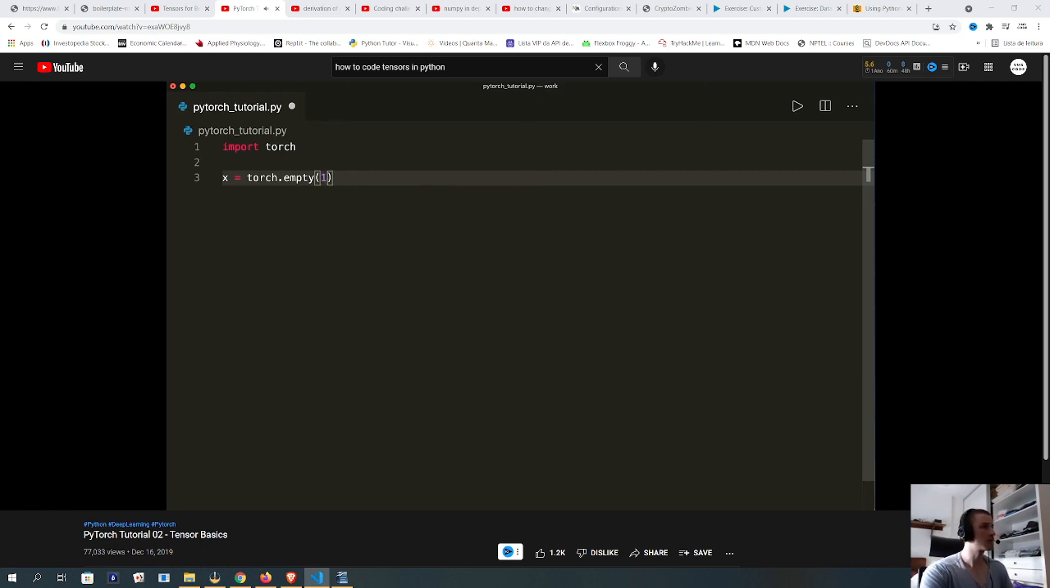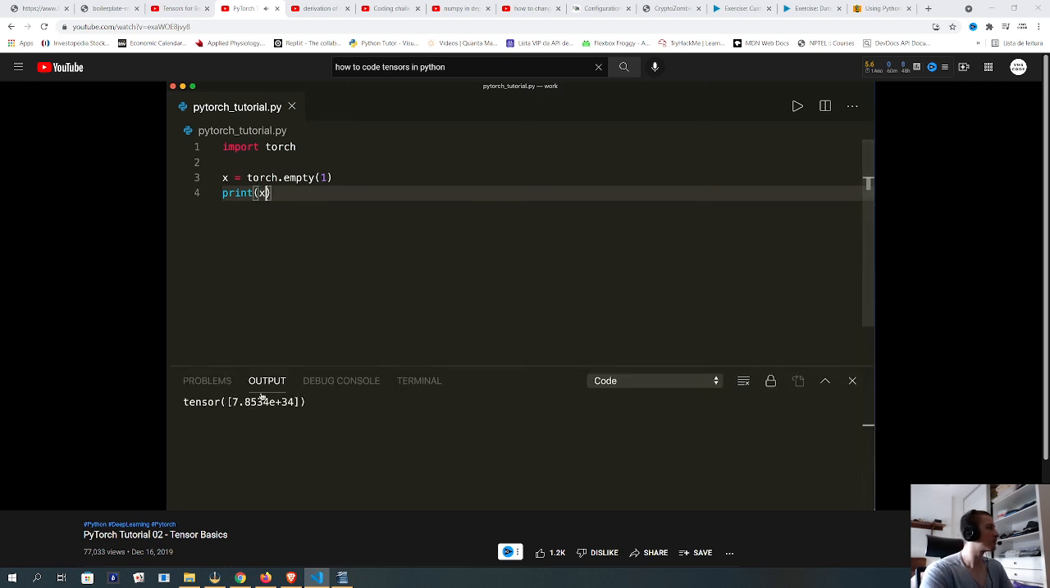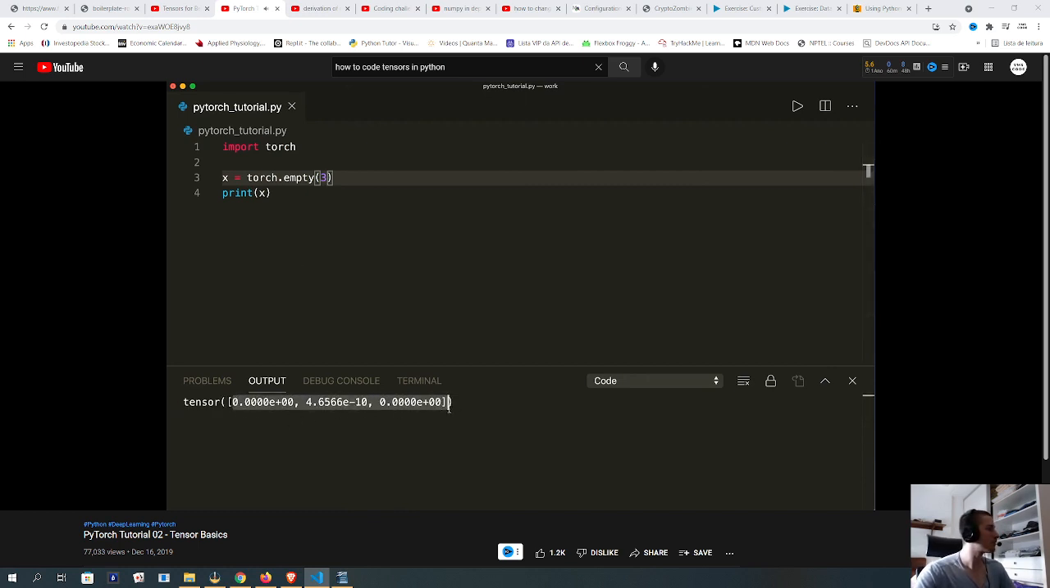So for example, if we just say 1, then this is like a scalar value. So let's print our tensor. So this will print an empty tensor, so the value is not initialized yet. And now we can change the size. So for example, if we say 3 here, then this is like a 1D vector with 3 elements. So now if we run this, we see 3 items in our tensor.